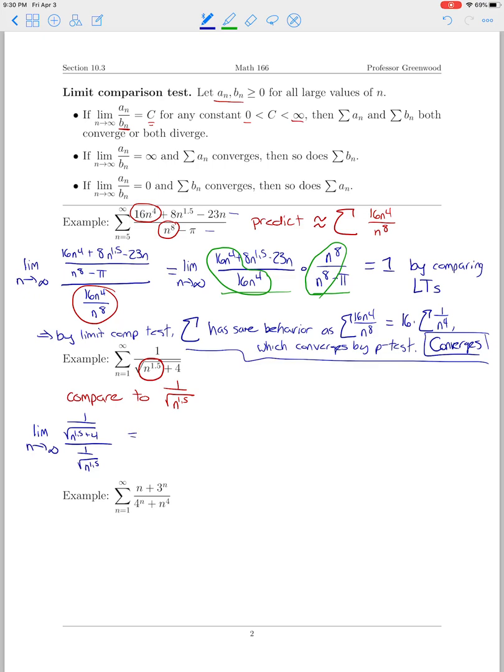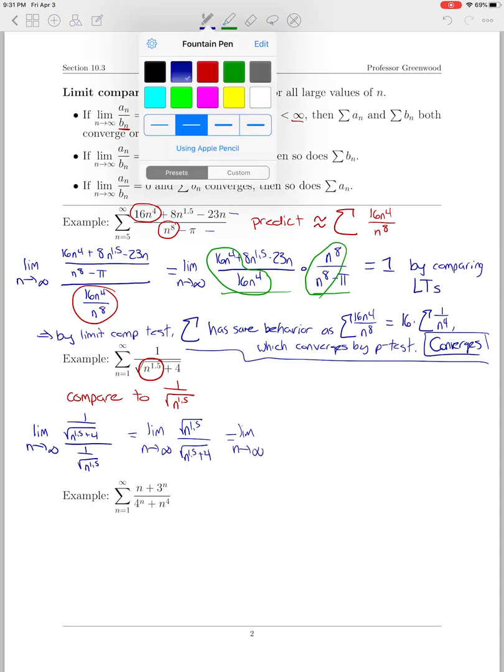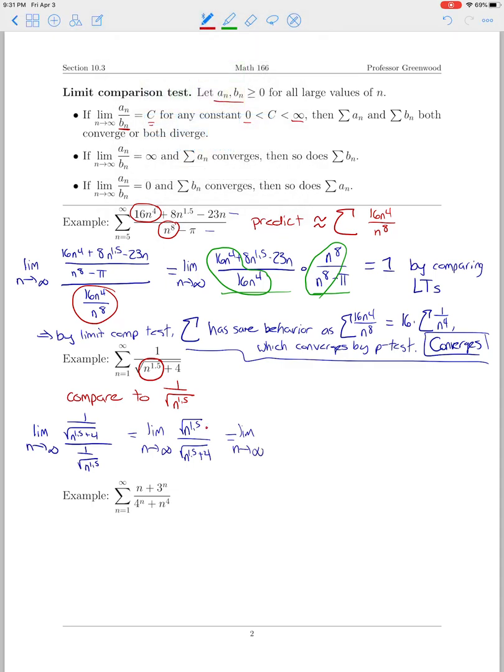And so now, again, I have the compound fractions, and so I can rewrite it as the square root of n to the 1.5 over the square root of n to the 1.5 plus 4. And now this time, just to see how this works, I am going to divide by the leading term in the numerator. In other words, I'm going to multiply the top and the bottom by 1 over the square root of n to the 1.5. And so overall, I'm just multiplying by 1.